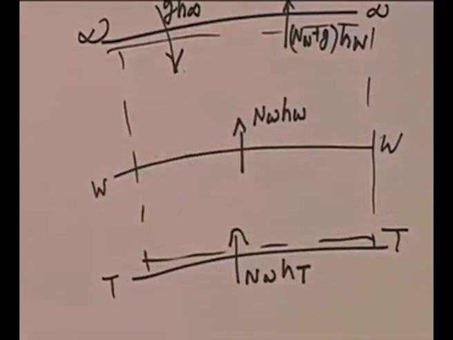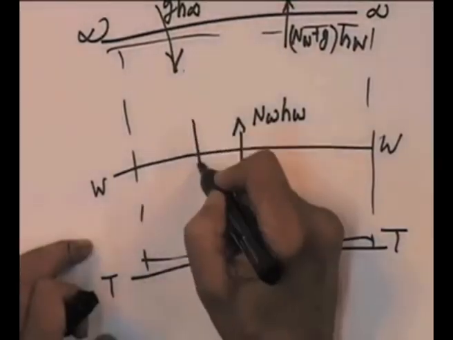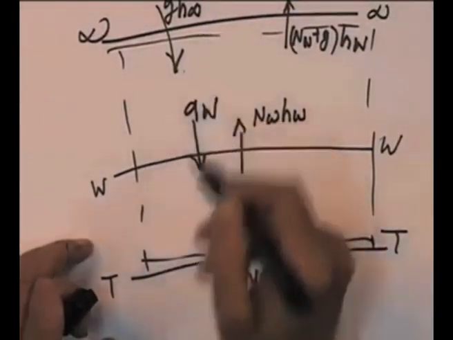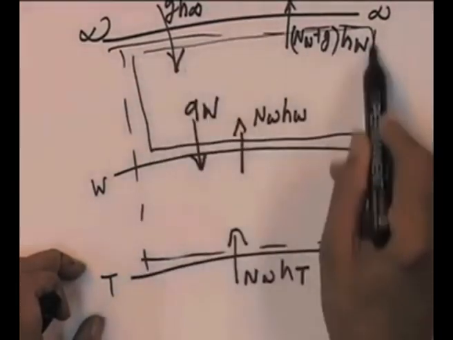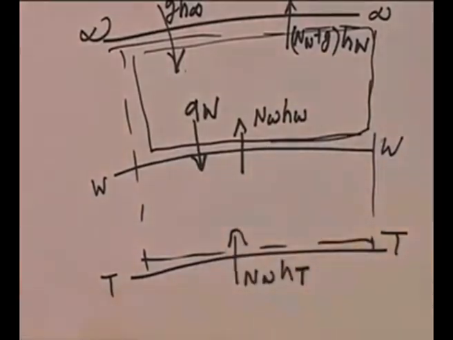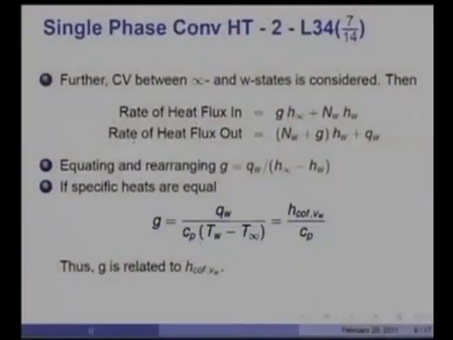Plus there would be Q_W also, which will go out of this control volume. So, you will see that the rate of heat flux in is G h_infinity plus N_W h_W, and the rate of heat flux out will be (N_W plus G) h_W plus Q_W. If I equate and rearrange, I get G equal to Q_W divided by (h_infinity minus h_W).